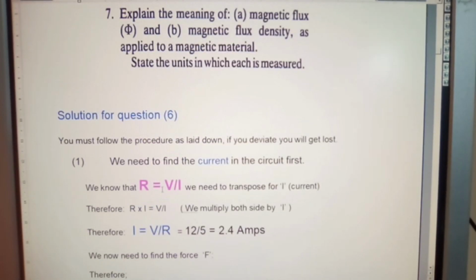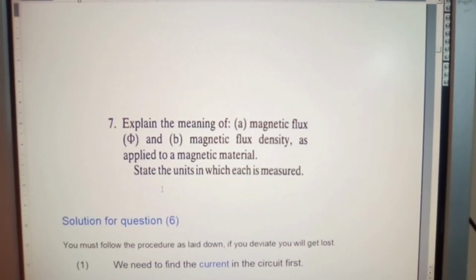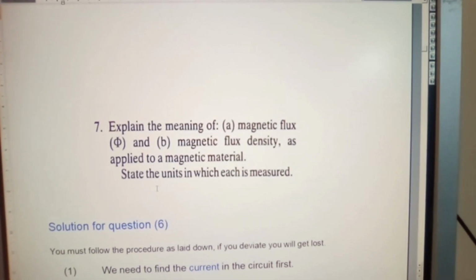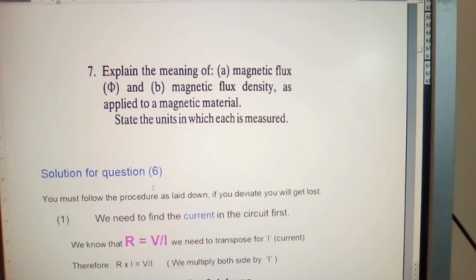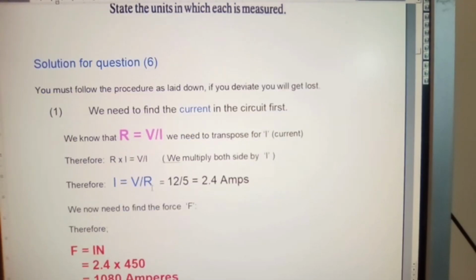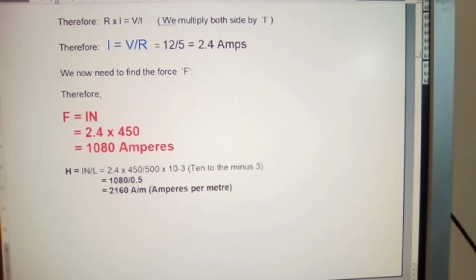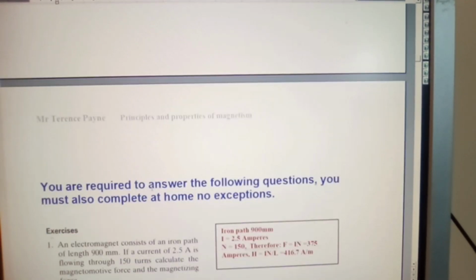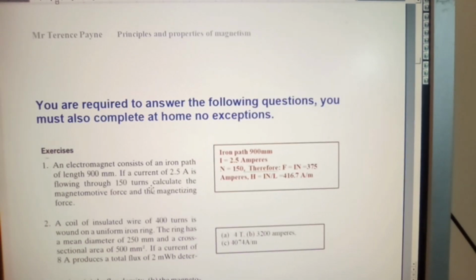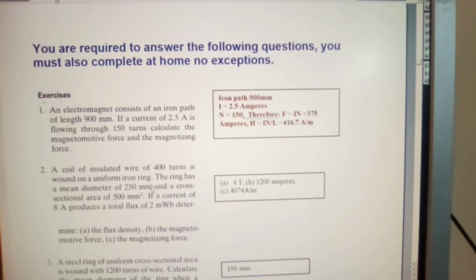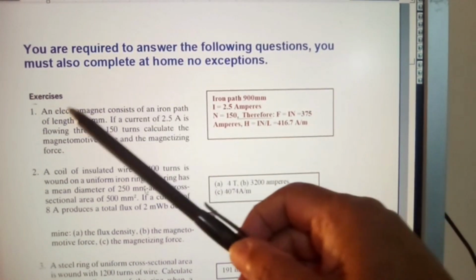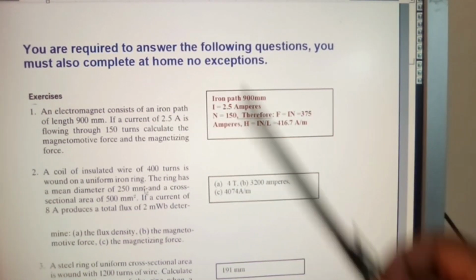Now you need to apply this for yourself and find your own style of learning. All I can do is give you a fundamental basis, but it is up to you to write out these questions and make them your own and look at how they have been resolved. Okay, you cannot guess at it. Now here you are required to answer the following questions. You must also complete at home, no exceptions. Okay.